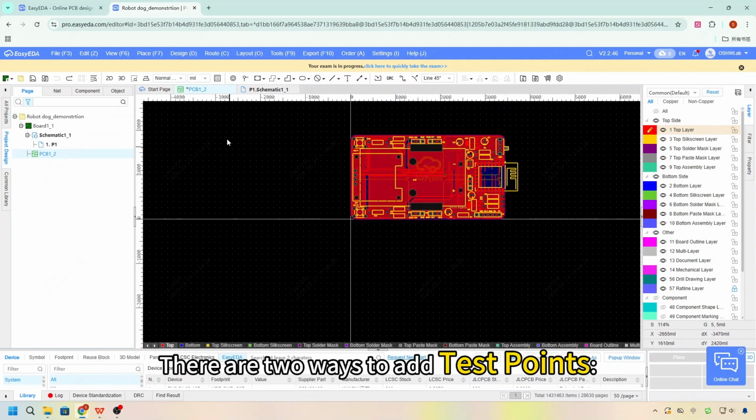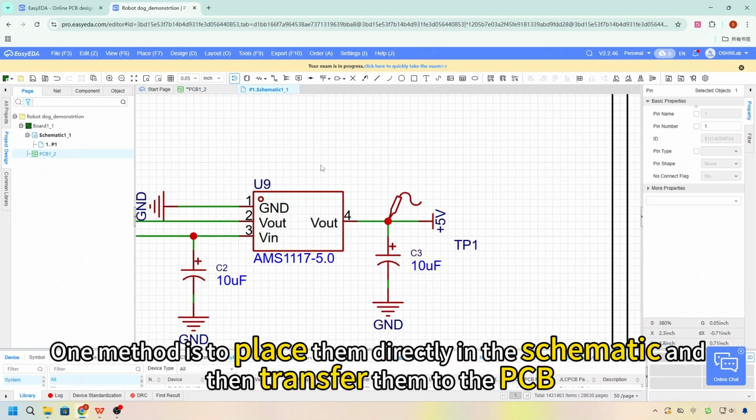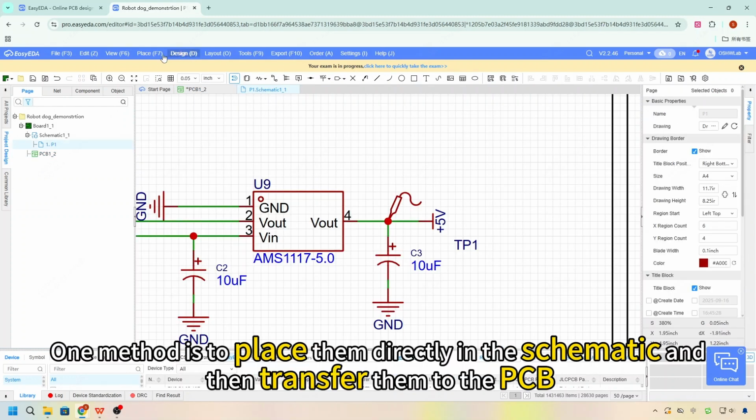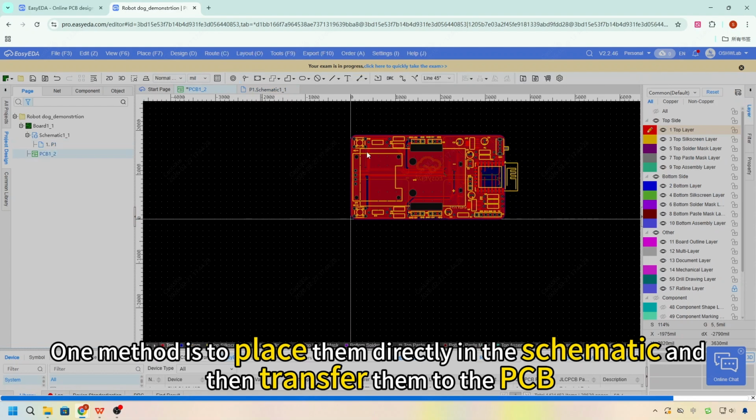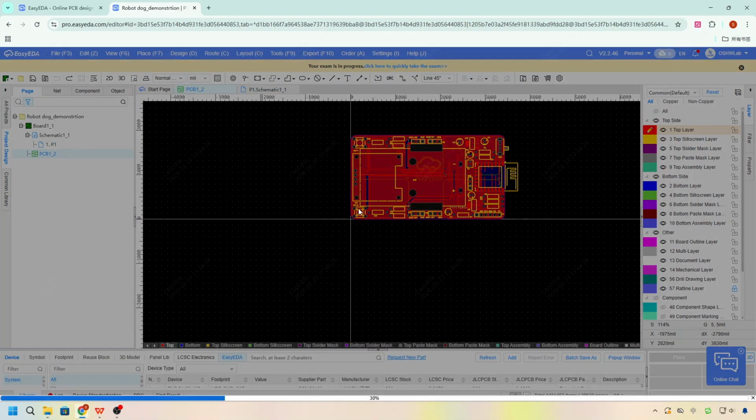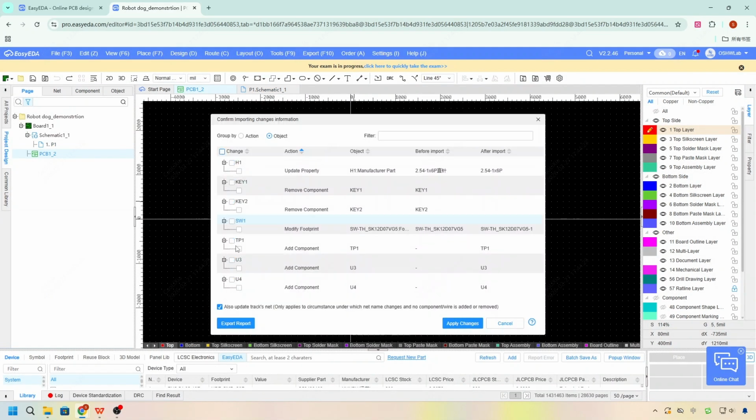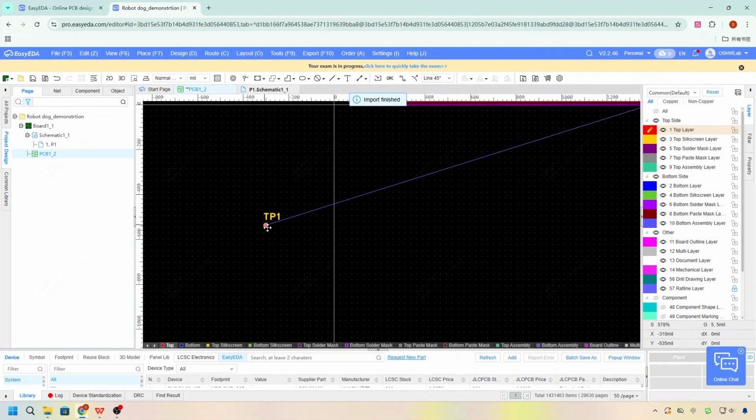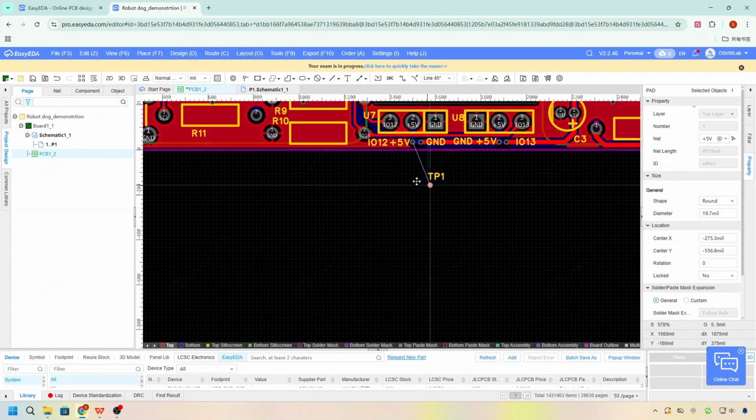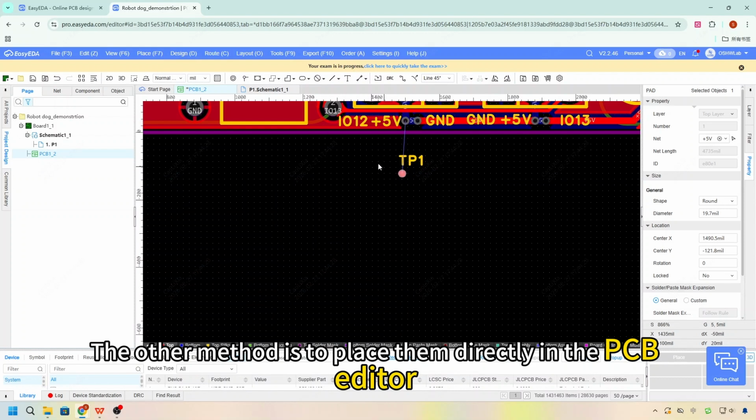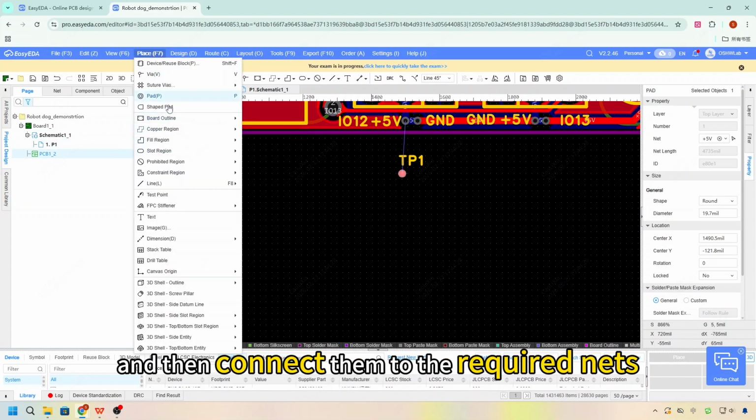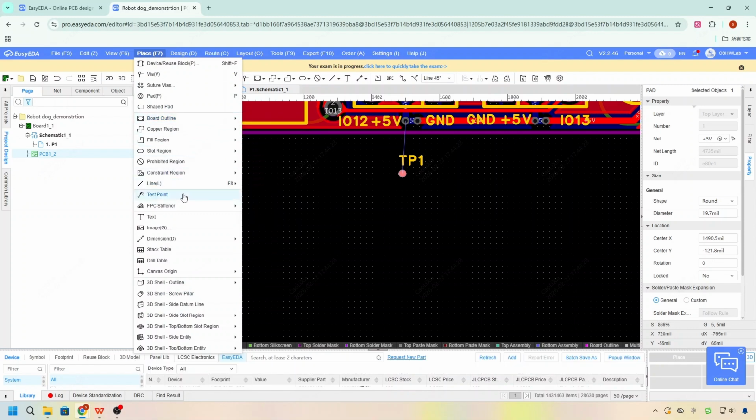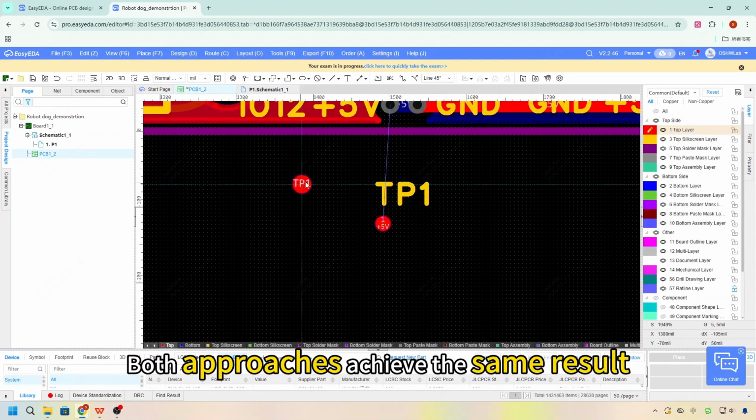There are two ways to add test points. One method is to place them directly in the schematic and then transfer them to the PCB. The other method is to place them directly in the PCB editor and then connect them to the required net. Both approaches achieve the same result.